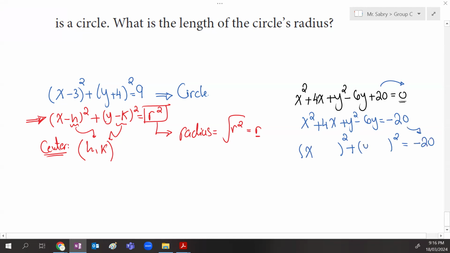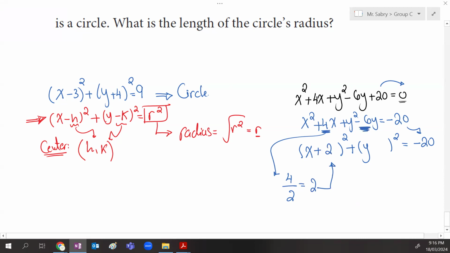You put an x, you put a y, and then you wait to figure out what the numbers are that are supposed to be inside those brackets. So how can we figure them out? You take the number next to the x to the power of 1, which is this 4, and you divide it by 2. Always, it's always divided by 2. Whatever comes out, you'll put it here with the same sign as it is. And you'll do the same thing with the y's.